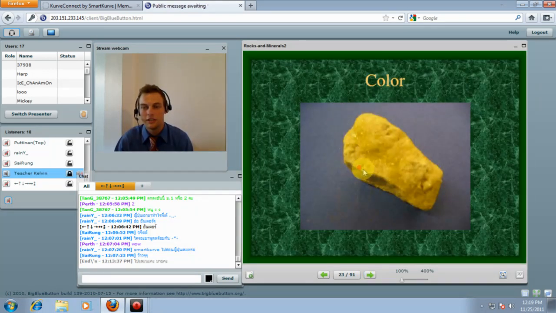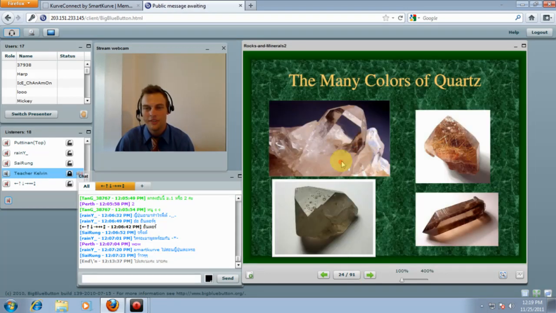So yeah, this looks kind of like sulfur to me, but it's yellow, and it's got this kind of blocky form. It's not really jagged. But this is color.